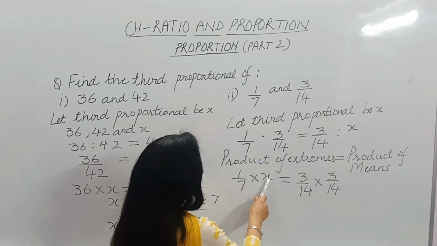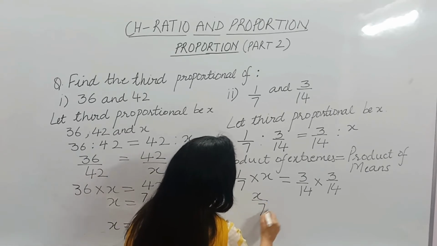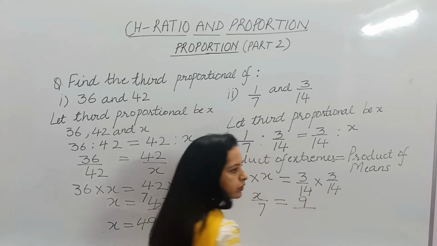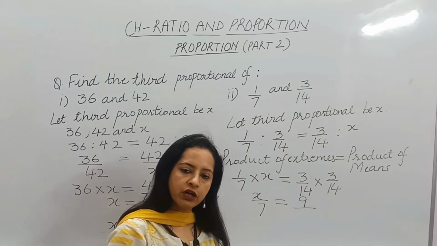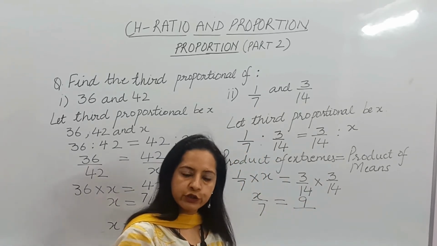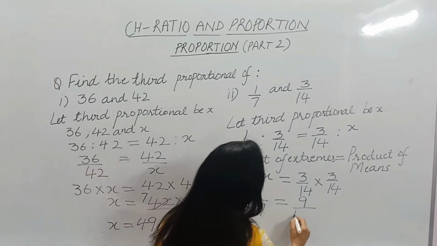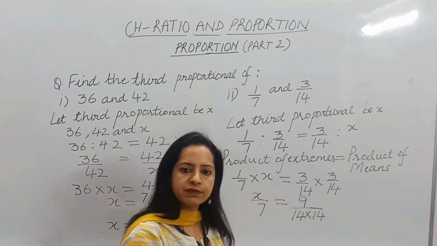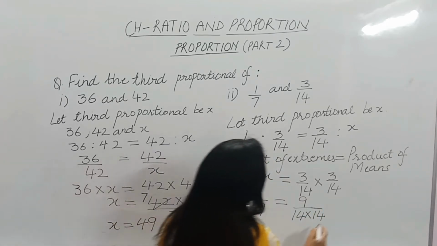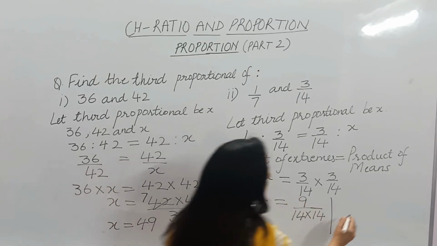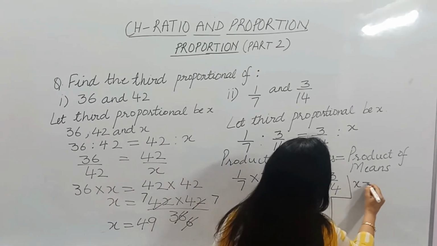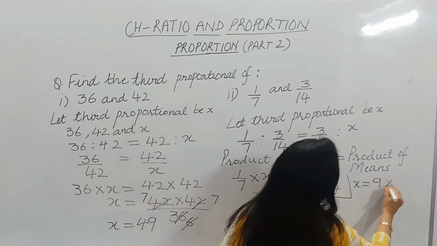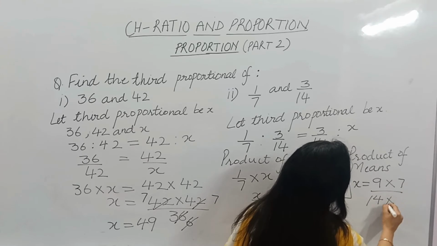So here we can multiply 1 into x is x upon 7 is equal to 3 upon 14 into 3 upon 14, which is 9 upon 14 into 14. 14 into 14 is 196 by multiplying, otherwise we can leave it like this, 14 into 14, so that the calculations become easy. We'll cross multiply 7 here, so we get x is equal to 9 into 7 upon 14 into 14.